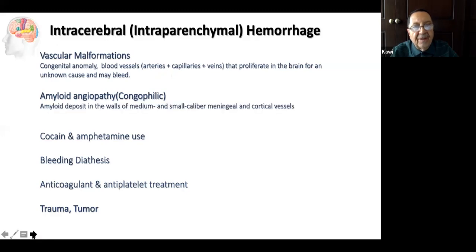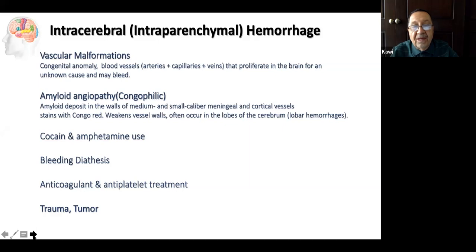Amyloid angiopathy is a disease that affects the medium and small caliber vessels and leads to deposit of amyloid peptide inside the walls of the vessel, causing fragility. It stains with Congo red stain, which stains amyloid very well. That's why it is called Congophilic.